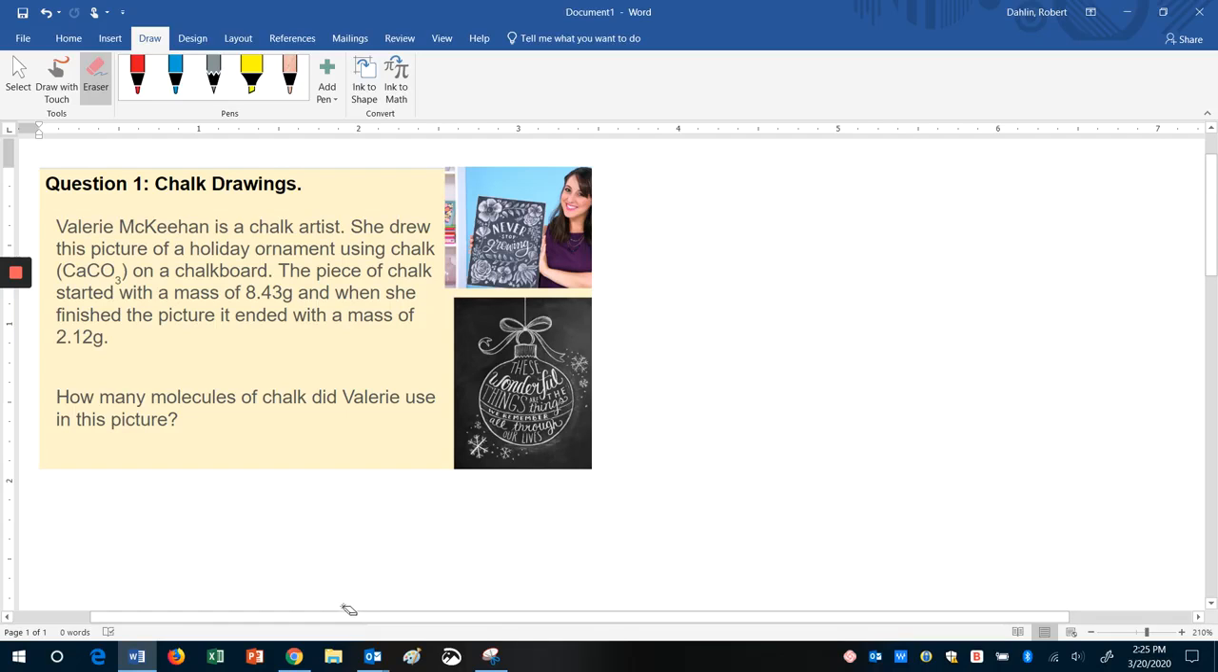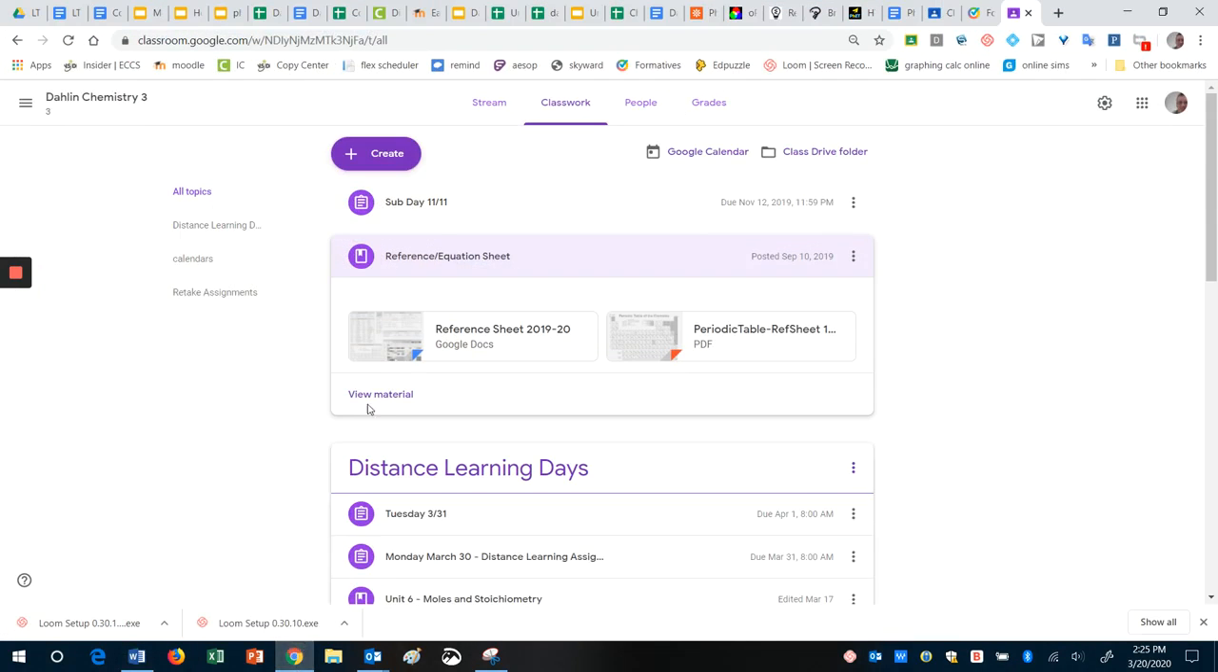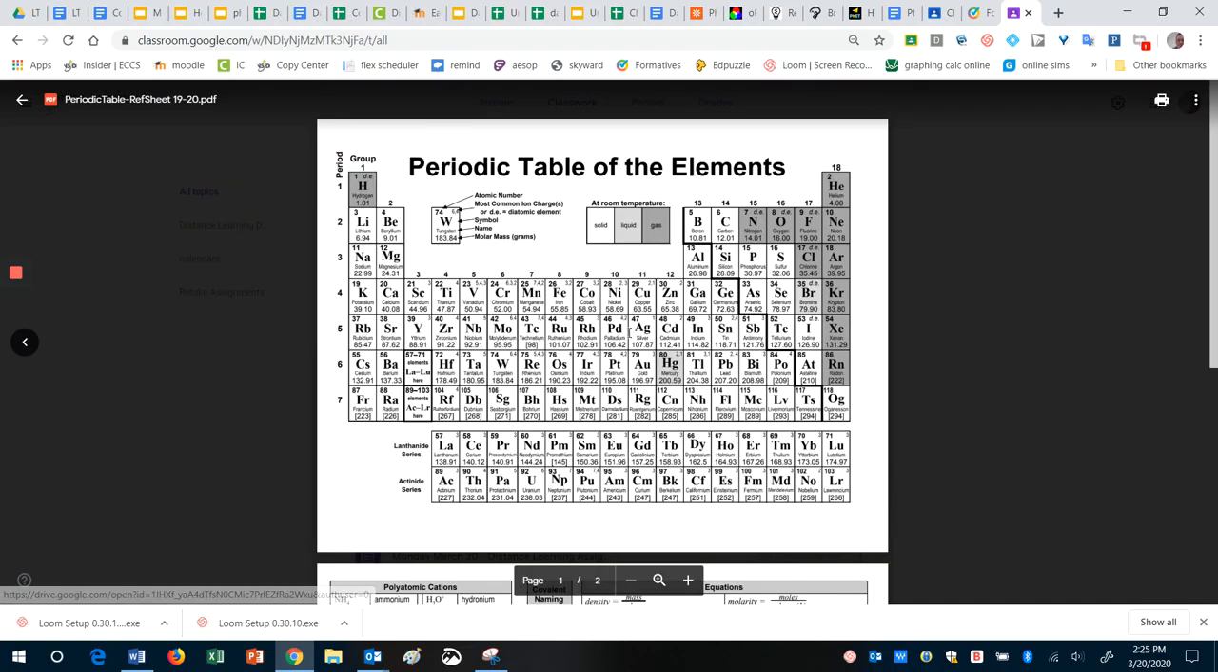So first thing you're going to need here is probably a calculator. You are going to need a periodic table. You can look one up online, there's a lot of those online. Or if you go to Google Classroom, and especially if you go to the classwork tab, the second thing on there is our equation sheet. If you click on that, you can print it, or just click on it and use it as you need it.